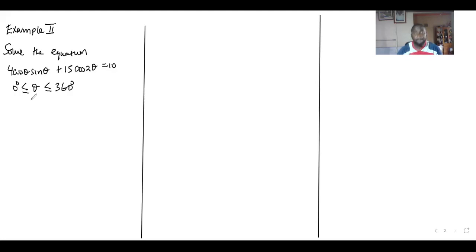So we have such a number. Now this one is only tricked with one thing. It is the same as writing it as 2 times 2 sine of theta cosine of theta plus 15 cos of 2 theta is equal to 10. Then when you look at this carefully, where does this come from?